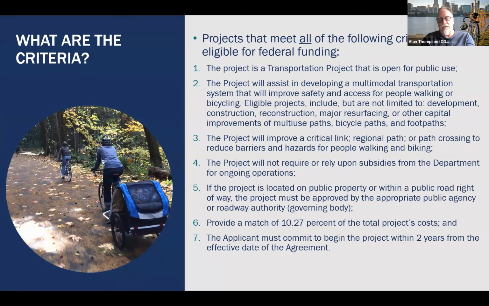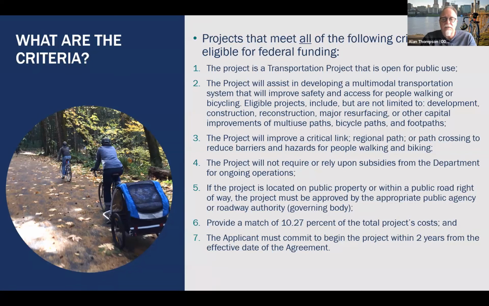So what are the criteria? This is a long listing of the rules under OAR 36. I'm trying to remember. But the project must be a transportation project open for public use. The project will assist in developing a system that will improve safety and access for people walking and bicycling. Development, construction, or reconstruction, major resurfacing, the usual of constructing a bike or footpath, or repairing or rehabilitating one. We don't do maintenance, but we do rehabilitation. The project will improve a critical link, regional path, or crossing.